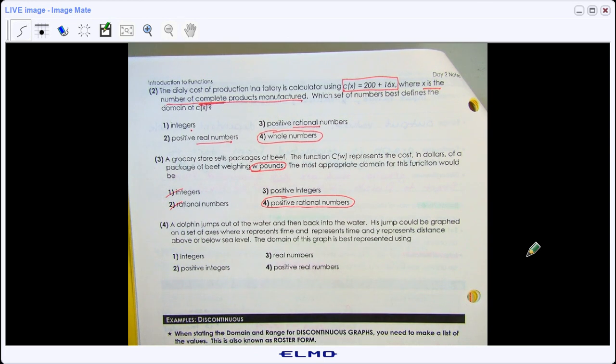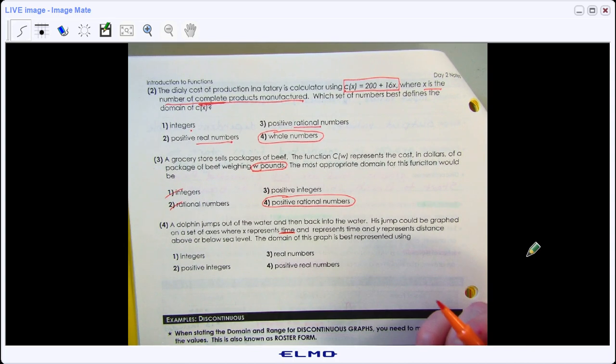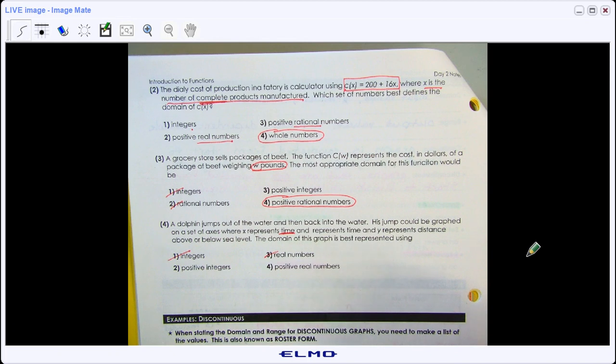And then the dolphin jumps out of the water and then back into the water. His jump would be graphed using a set of axes where x represents time, and y represents distance above or below sea level. The domain of this graph is represented by... So again, time can't be negative. So automatically integers are gone. Real numbers are gone because it can't be negative.